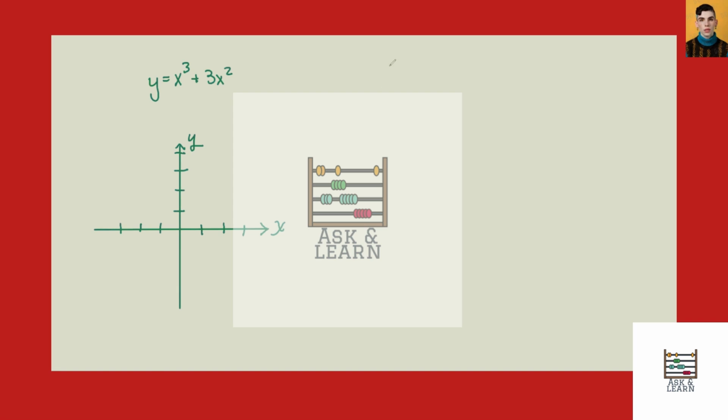Okay, here we have a function y equals x cubed plus 3x squared, and we want to graph it. We know because it's cubic, it probably has some general shape like this, but let's go ahead and figure it out more specifically. I'm going to go ahead and find the zeros first.